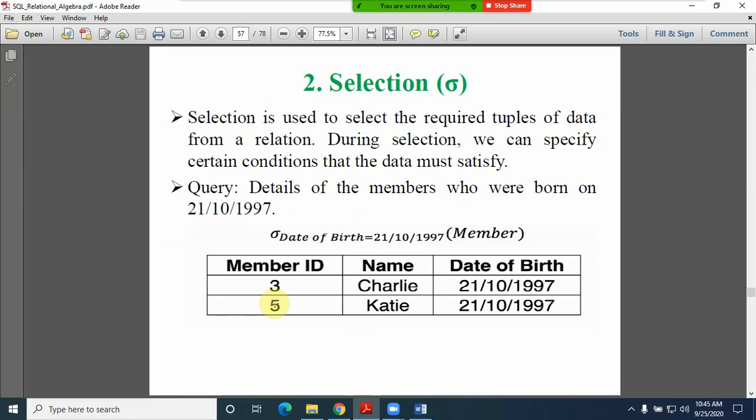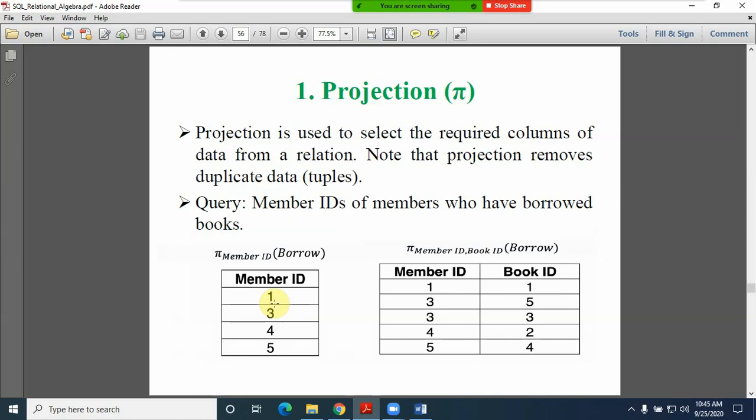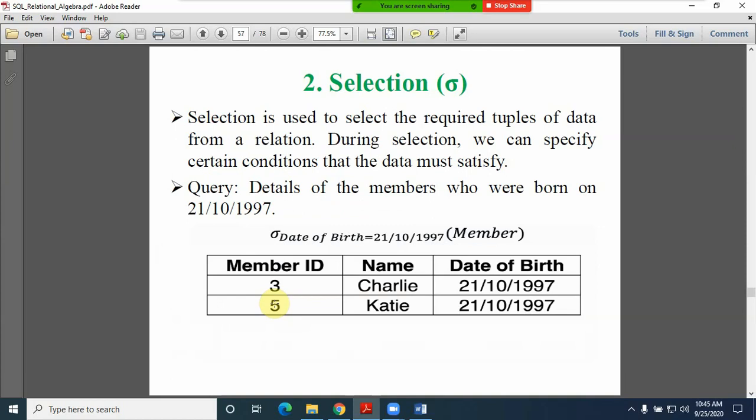So the difference between the projection and selection is that projection observes a few columns, whereas in the selection all the columns we are getting, but along with that we are mentioning some condition also. So this is the projection as well as the selection.